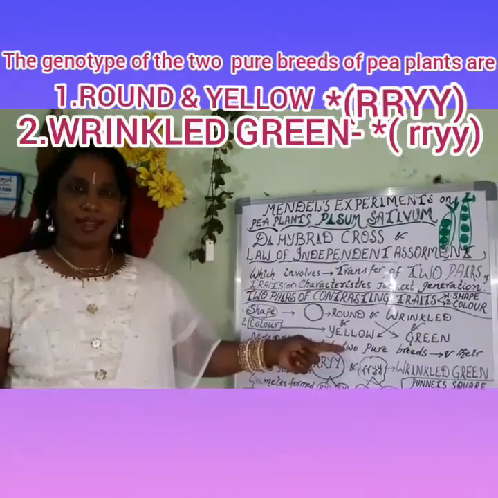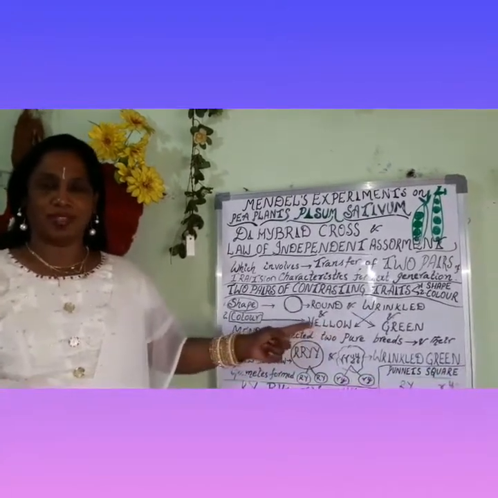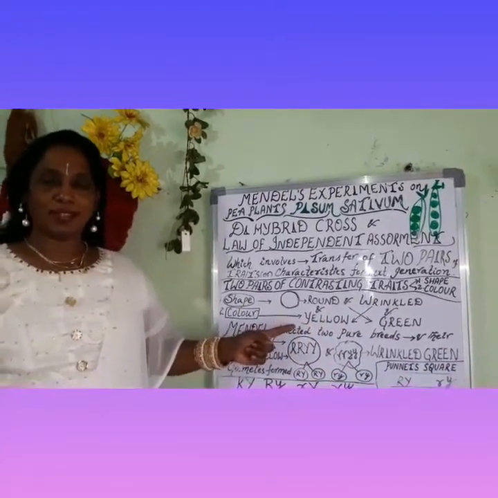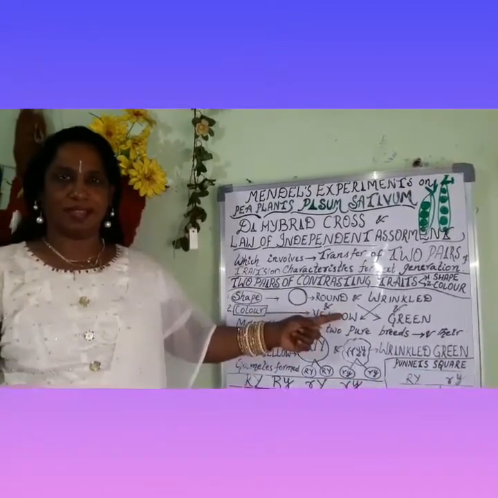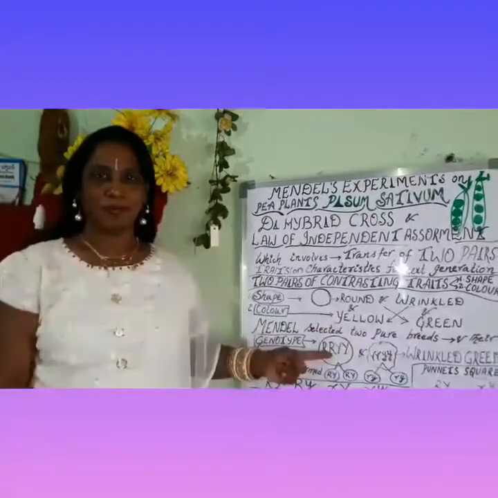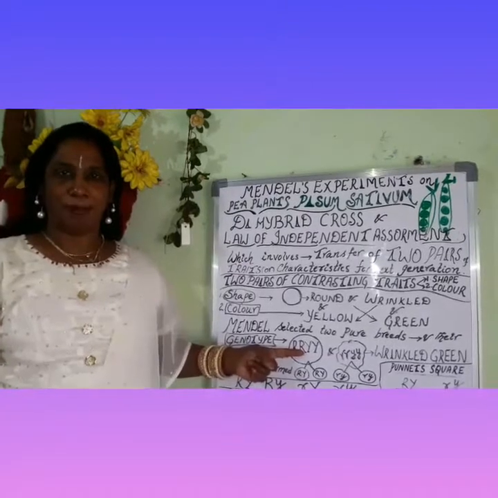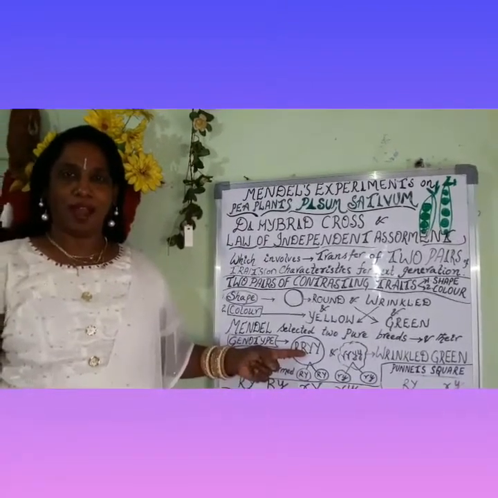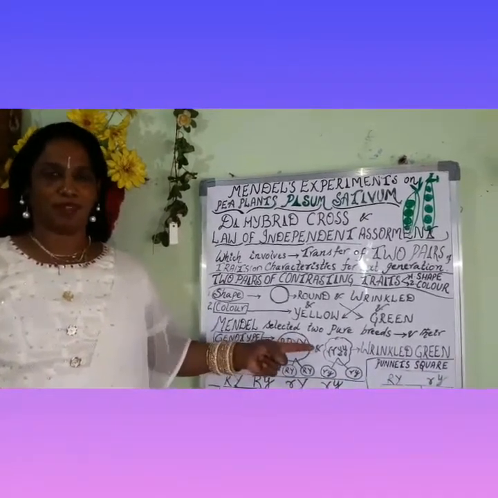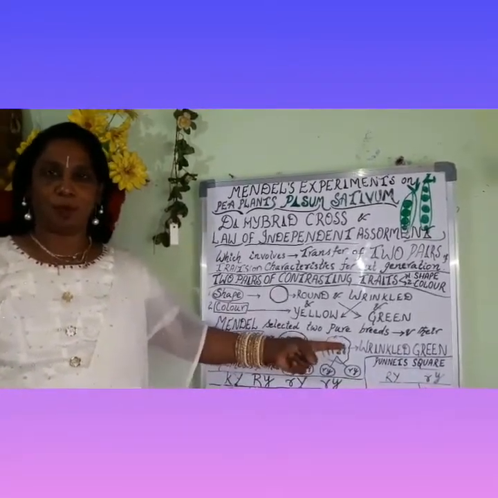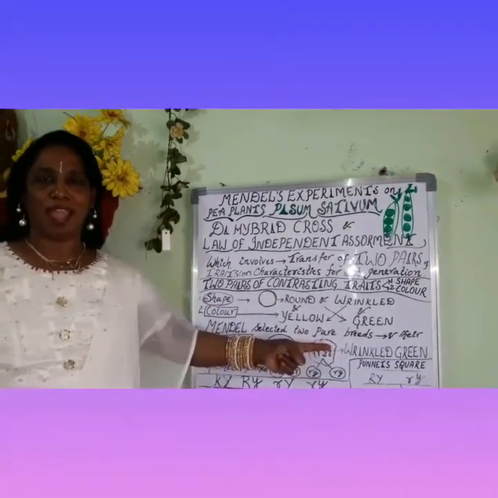So Mendel selected two breeds with two contrasting pairs of characters. Let us write the genotype of these two pairs of contrasting characteristics. The genotype for this pure breed pea plant, round yellow, is capital R, capital R, capital Y and capital Y. For the other pure breed, we can write small r, small r, small y and small y.